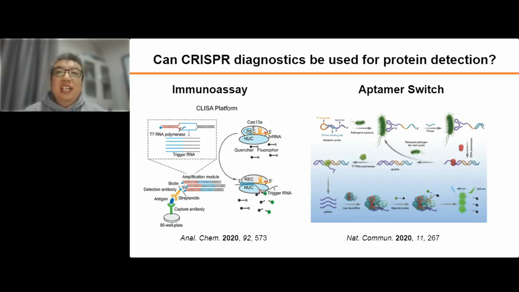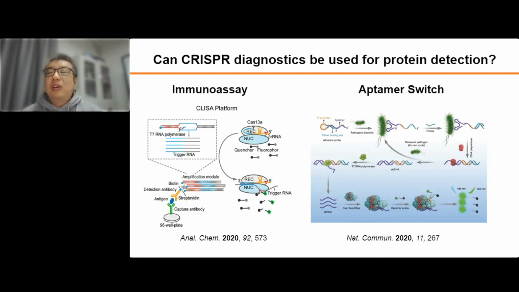Basically, in the literature, there are a couple of systems. One system is called the immunosystem. In that case, the protein would be captured with a capture antibody, and we label the antibody with double-strand DNA, just like conventional ELISA assays. This is a little bit like the immuno-PCR system, except that the detection is achieved by using the CRISPR-Cas systems, making use of the trans-cleavage.